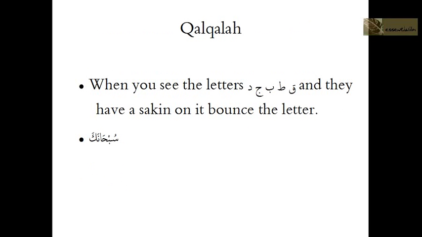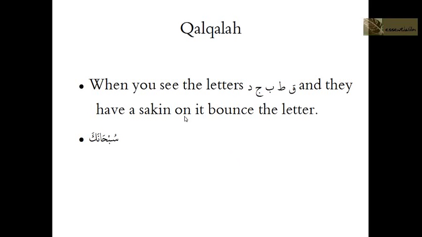Now the final rule of this lesson, Qalqalah. When you see any of the 5 letters, Qaf, Ta, Ba, Jim, Dal, and they have sakin on it, then you bounce the letter. And you can memorize the word Qutubu Jaddin to memorize all the letters together easily. Qutubu Jaddin. Qaf, Ta, Ba, Jim, Dal.